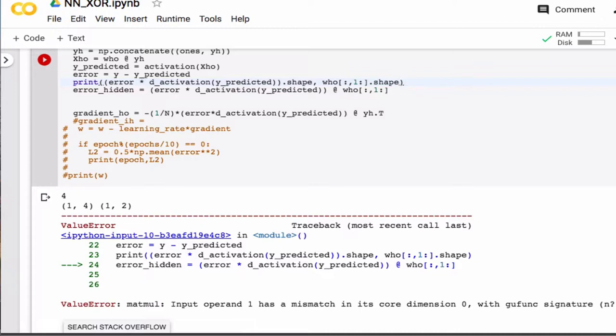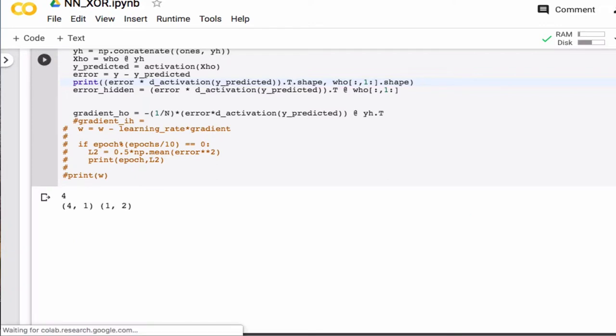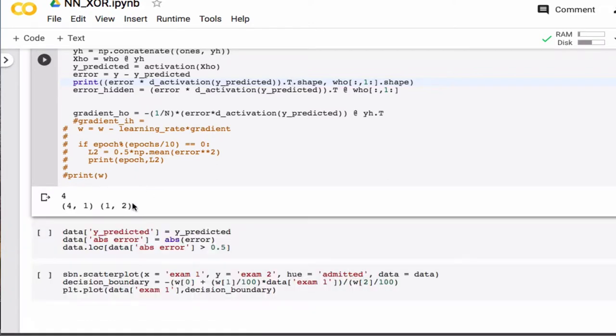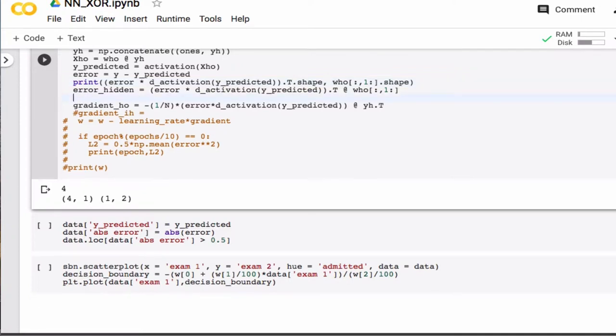Okay, so that's the problem here. These two numbers have to be equal. I can make them equal by transposing this matrix here. So let's try that. So that's T and T here. Yes, so we can see that works out. We now have the hidden error. So we don't need this.